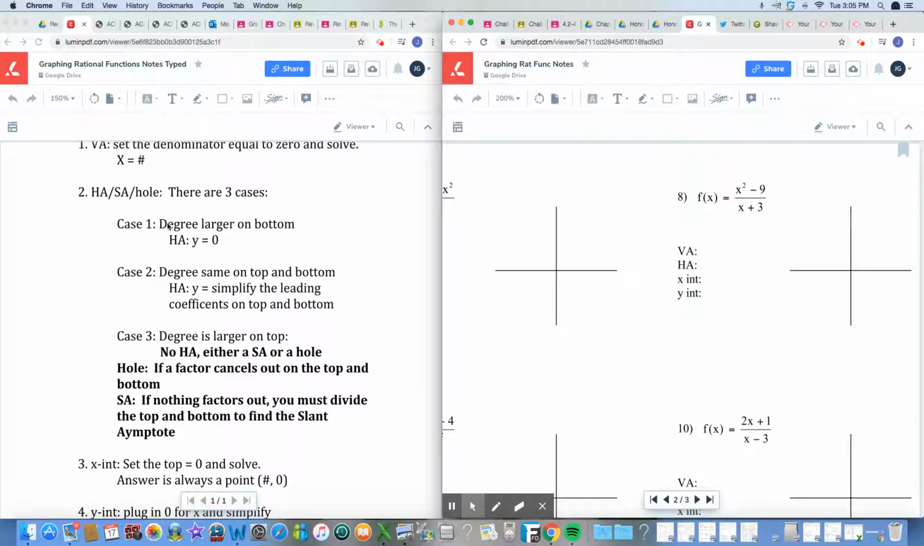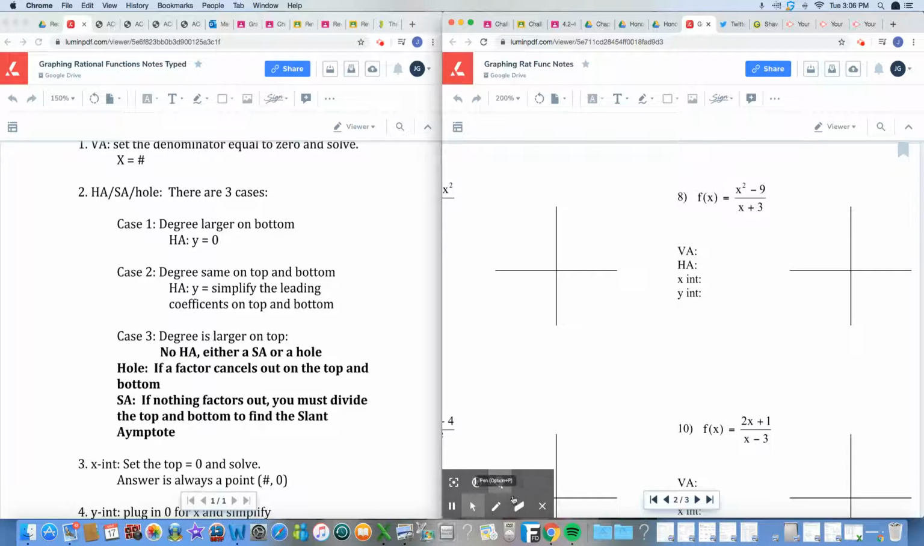Now I call these case one, case two, case three. You don't have to memorize what case they are. You just have to know what happens when the degree is larger on the bottom. That means you have a horizontal asymptote at y equals 0. If the degree is the same on the top and bottom, that means you have a horizontal asymptote equal to the leading coefficients once they're simplified. And the third thing is if the degree is larger on the top. We didn't do any examples of that yesterday, but that's what we're going to do today.